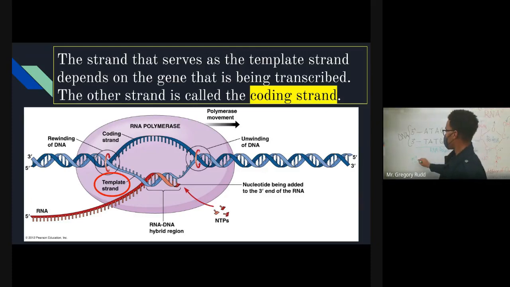I'm going to add a nucleotide here, which is going to be A. So its 3' end is over here. I can only add to the 3' end. Same thing with DNA replication that we talked about. You can only add new nucleotides to the 3' end.